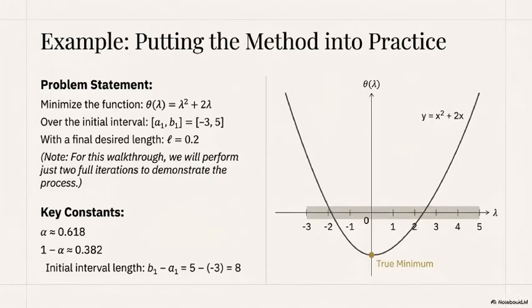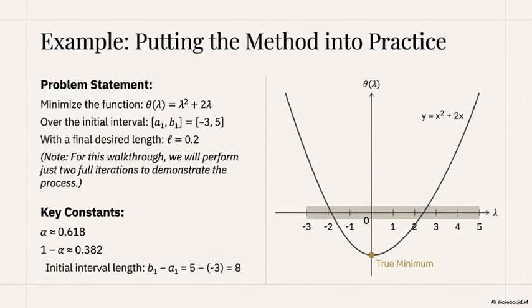Slide 7. Example. Putting theory into practice. To see the search in action, let's walk through the first iteration. We start with a current interval of -3 to 5, giving us a total width of 8 units. Our goal is to minimize the quadratic function shown on the slide. Step 1. Using our golden ratio, we find our two interior test points. You can see the specific calculations resulting in points at 0.056 and 1.944.